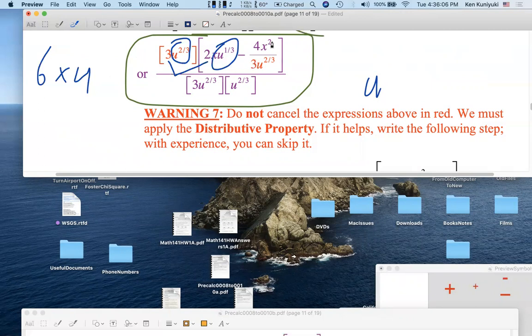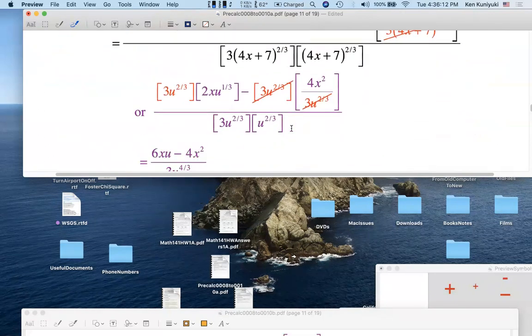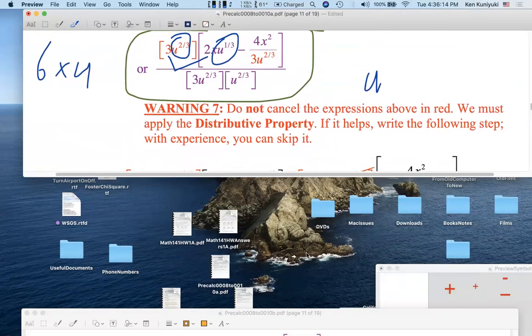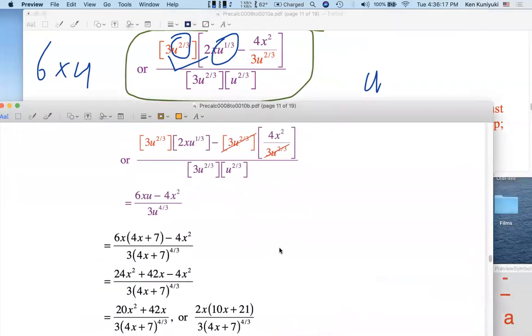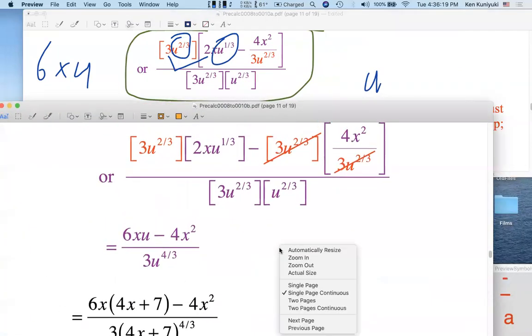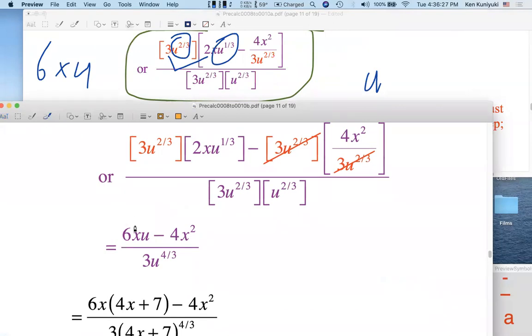Minus, now, when you attack this fraction with the 3u to the 2/3, then that's when you knock this denominator out. Okay, let's actually see it. In fact, I'll bring this copy up. Let's actually see it happen. All right. So here I indicate the multiplying, 3u to the 2/3 times 2xu to the 1/3. I just said that you end up with 6xu over here in the upper left, minus 3u to the 2/3 times the fraction. Now, after you've distributed, now you can go strike, strike.